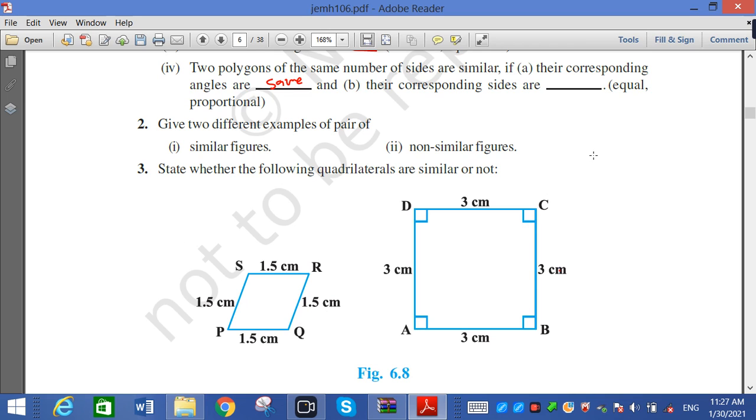So 1.5 here, 3. PQ, AB. So 1.5 here, 3. So they are in proportional form. But here all angles are 90, while there the angles are not 90. So we can say they are not similar.